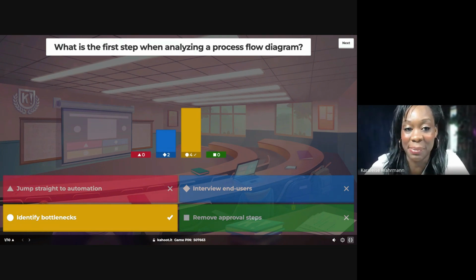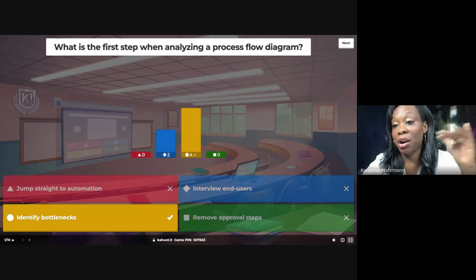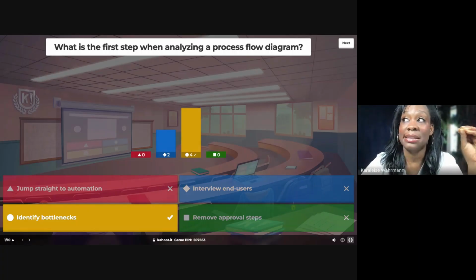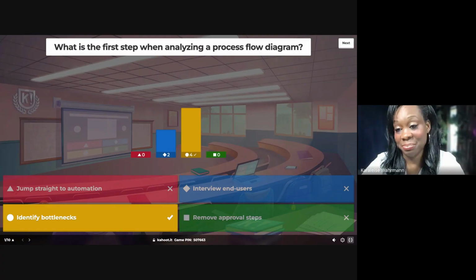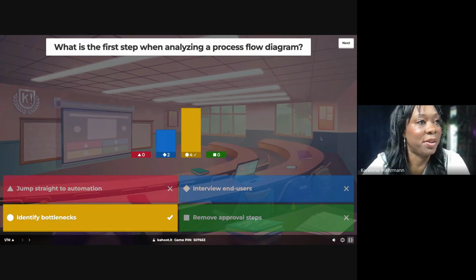So in this example, what is the first step when analyzing process flow diagrams? The first step is to identify bottlenecks. Where can you identify bottlenecks? So throughout the quiz, there might be some answers that seem very close. Pick the best one because you're an analyst, right? So you have to decide between things that seem very similar. So you pick the best one to the best of your knowledge. All right, good job. Great. Next question. Ready? Let's go.